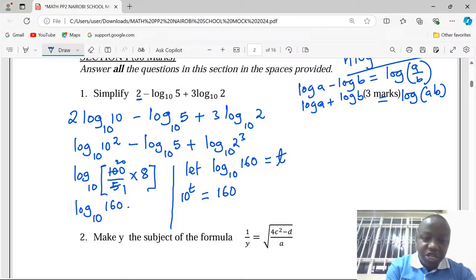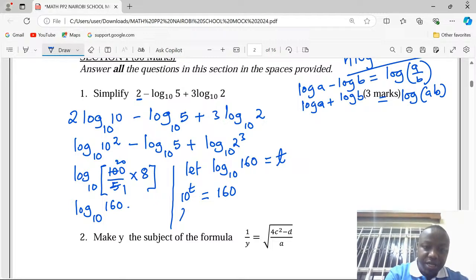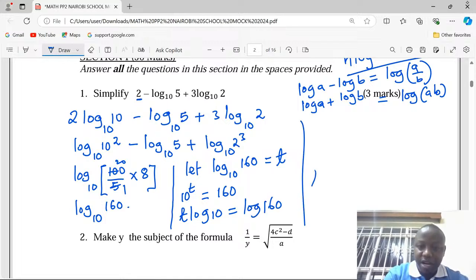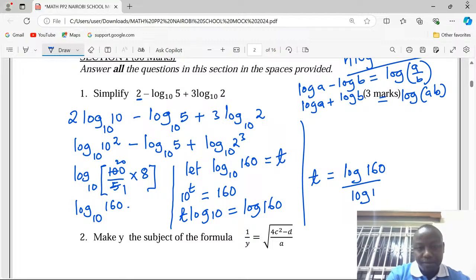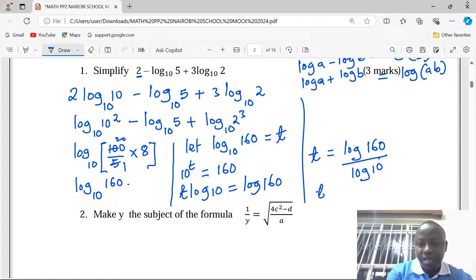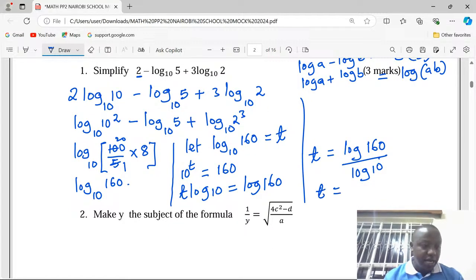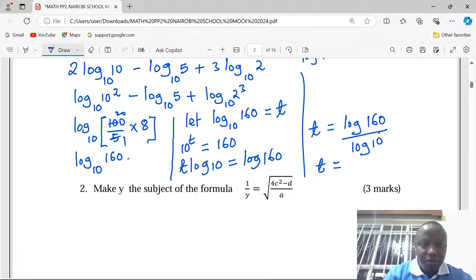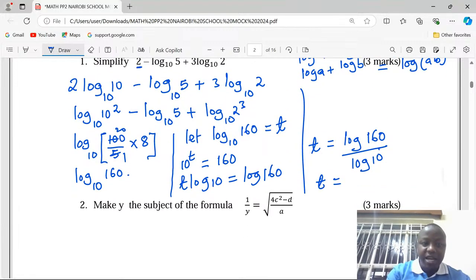At this point, we reintroduce logarithms again, whereby it will be t times the logarithm of 10 equals the logarithm of 160. So the value of t can now be concluded as the log of 160 divided by the log of 10. When you take your calculator and compute the logarithm of 160 divided by the logarithm of 10, you will get the value for t, and that will be the final answer.